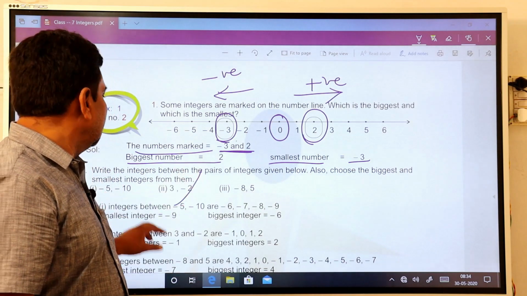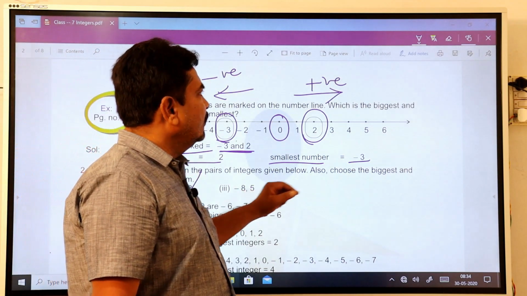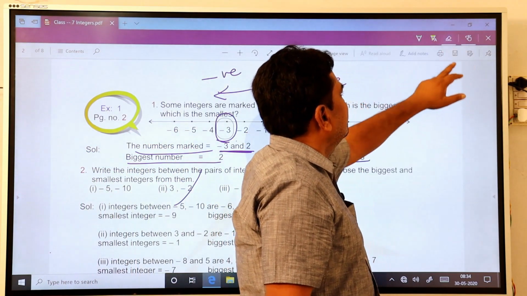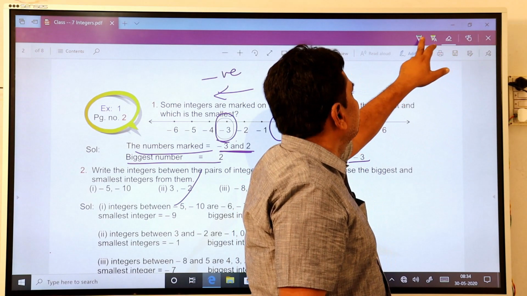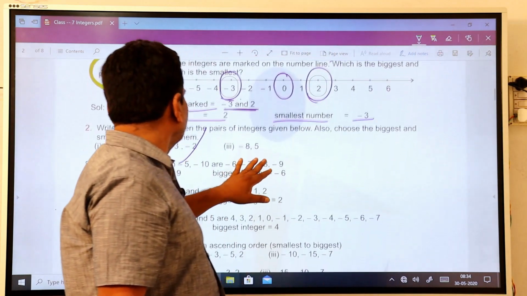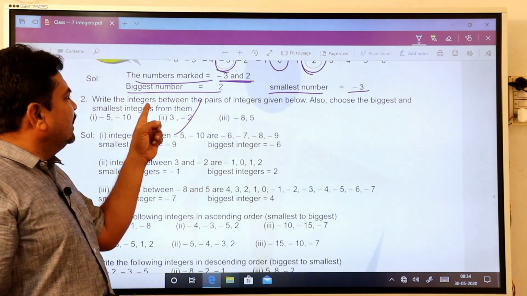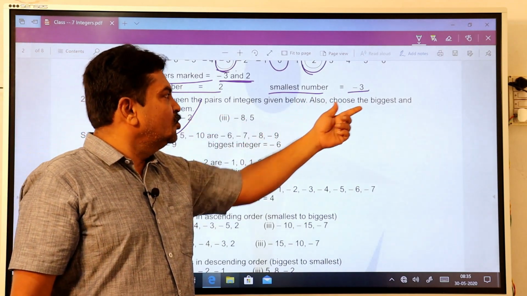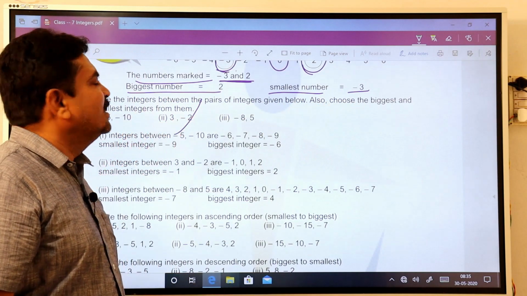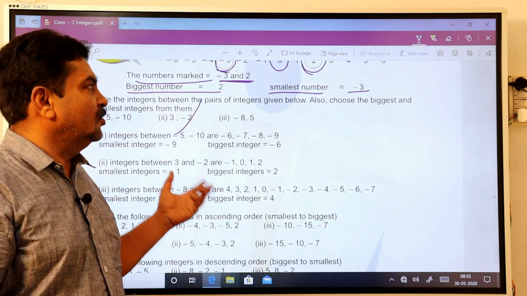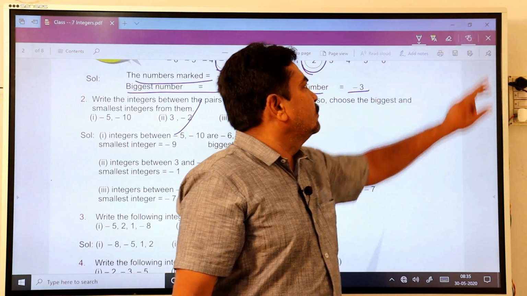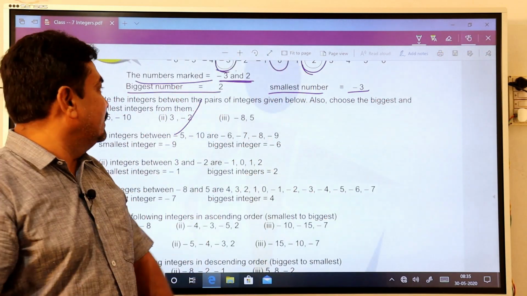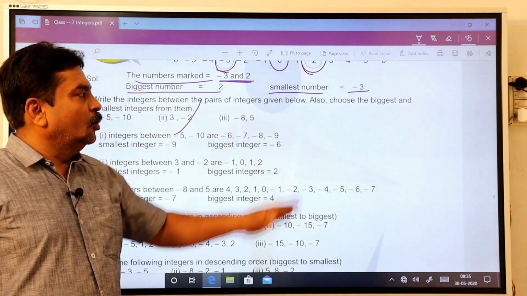Now the second one. I'll just change it. Write the integers between the pairs of integers given below. Also choose the biggest and smallest integers from them. This is your question given in your textbook.